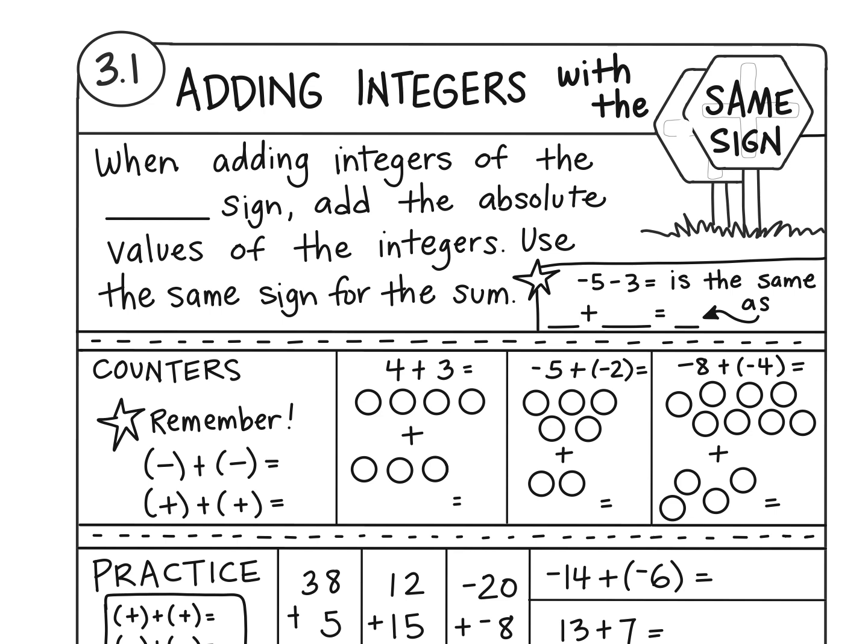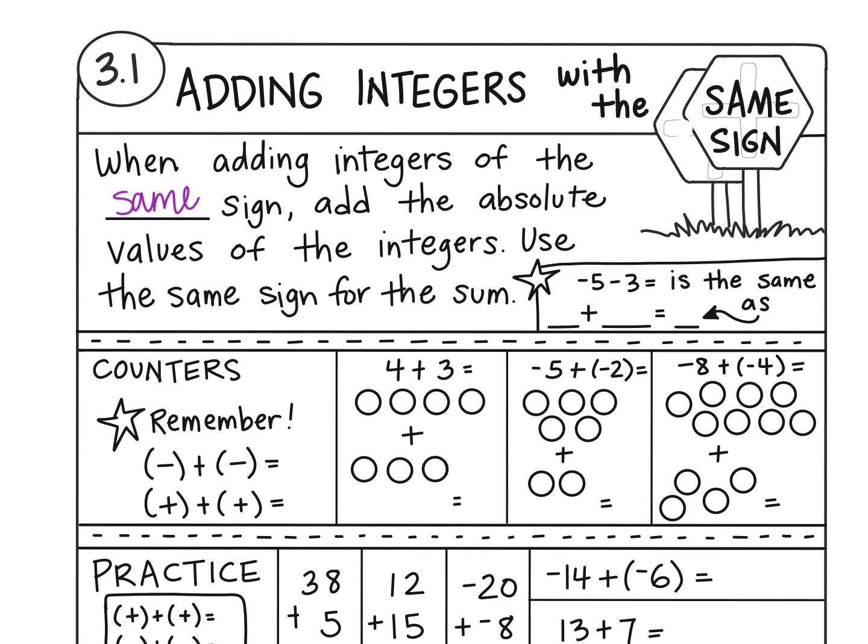Okay, when adding integers of the same sign, if I'm writing, you're writing, add the absolute values of the integers. So make sure you're on the right side. It should say 3.1 on your notes. If you glued them in reverse order, that's okay. Just make sure that your table of contents matches your journal and that you're on the right page with this right now.